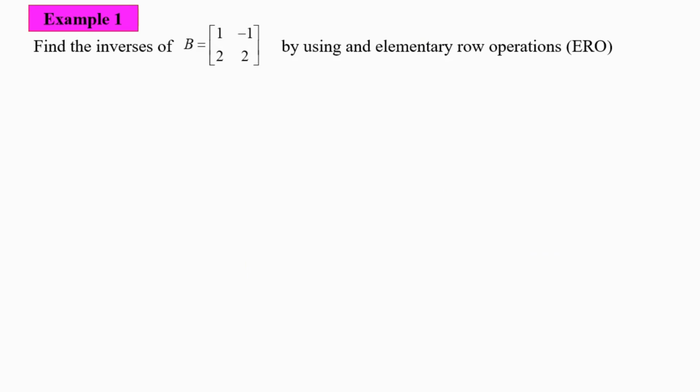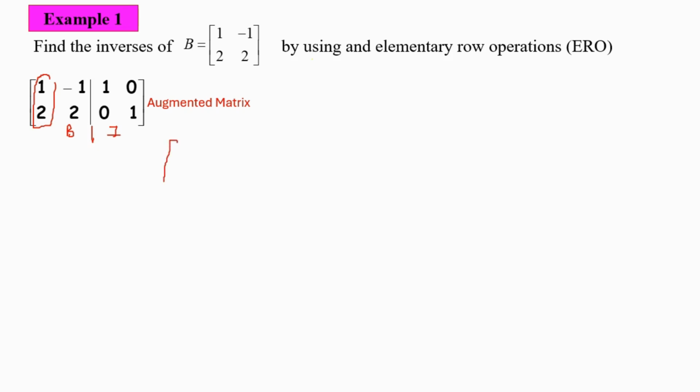Let me explain with a real example. For example, I'm going to find the inverse of matrix B by using the ERO. First of all, I'm going to form the augmented matrix. So this is my matrix B and this is my identity. First, I'm going to look at my first column. In my first column, I'm going to lock my element A11, so I just copy down the first row. And I'm going to try to change the element A21 into 0.